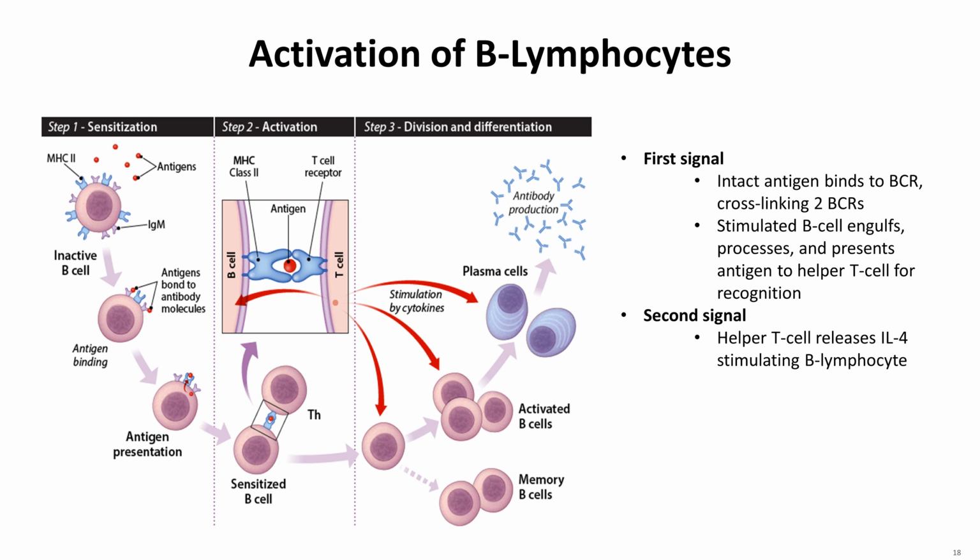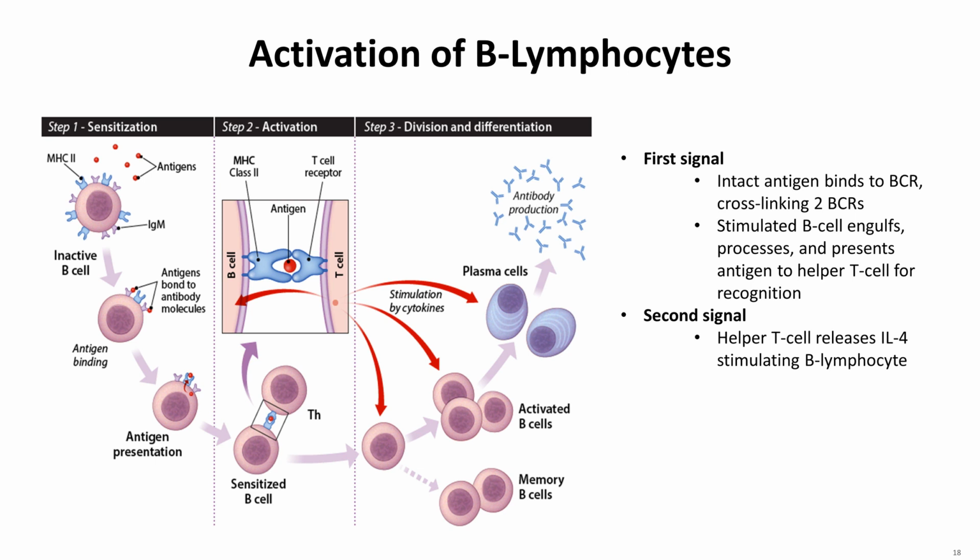This cross-link of the BCR is then engulfed and subsequently presented on the MHC class II molecule of the B lymphocyte. That will then be recognized by the helper T cell. The second stimulation of the B lymphocyte occurs when receptors of the B cell interact with receptors on the helper T cell, and the helper T cell releases another chemical called IL-4, interleukin 4, to stimulate naive B lymphocytes.